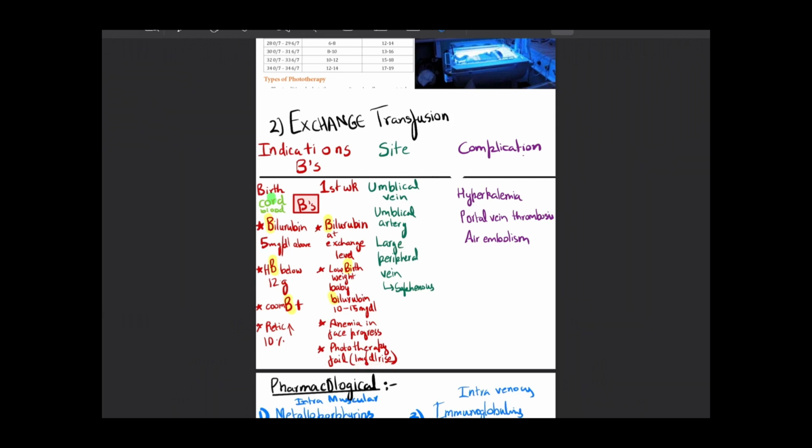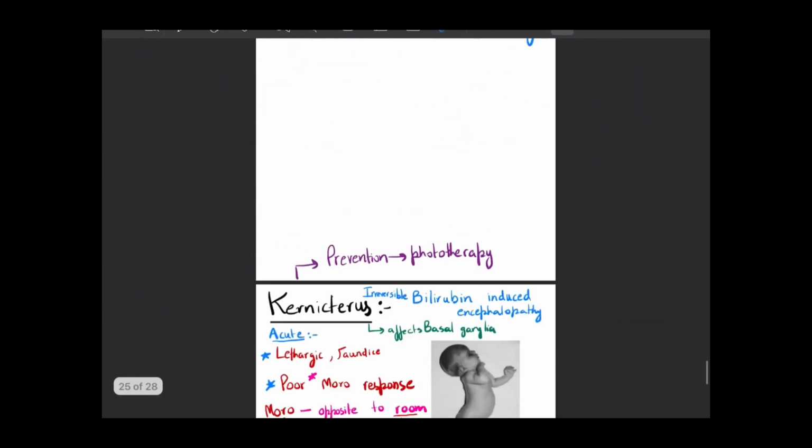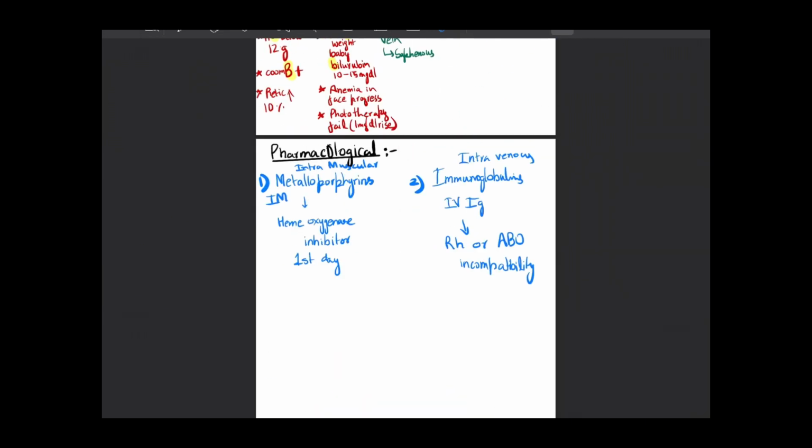Next is site, and we use umbilical vein, umbilical artery, or large peripheral veins, saphenous vein as the site for the exchange transfusion. Complications can be all due to the exchange transfusion that can occur: hyperkalemia, portal vein thrombosis, or air embolism. Next, we have pharmacological treatment, and for that we can use metalloporphyrins intramuscular, which are heme oxygenase inhibitor at the first day as prophylaxis, and immunoglobulins intravenously IVIG for RH or ABO incompatibility.